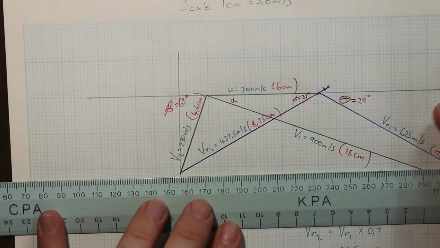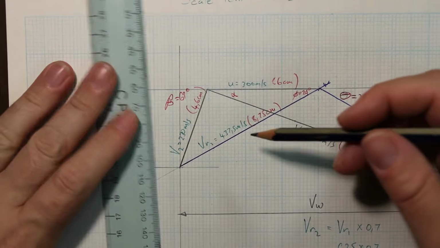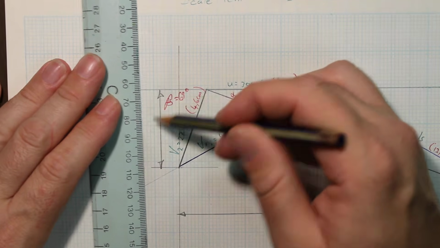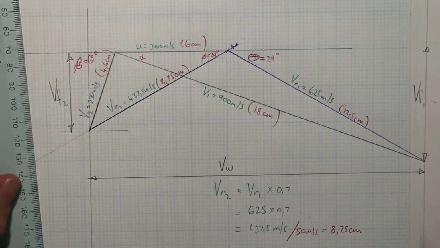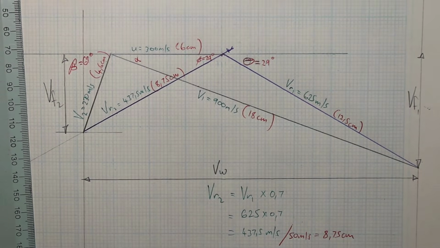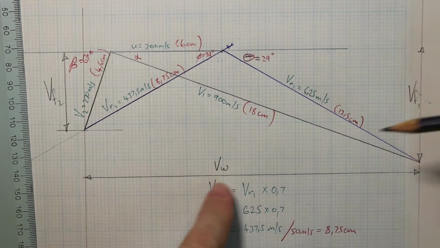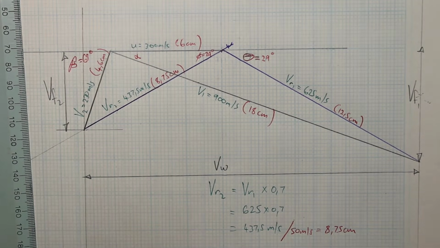And on this side, let's do that as well. From here to here is our velocity of flow 2. Okay, so that's very important. That's on the note as well, because you're going to use these values, the velocity of whirl, the velocity of flow 1, and the velocity of flow 2, for our calculations. All right, so I hope that video helps.